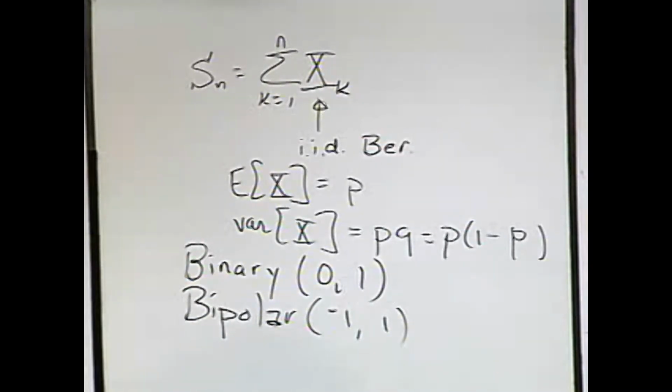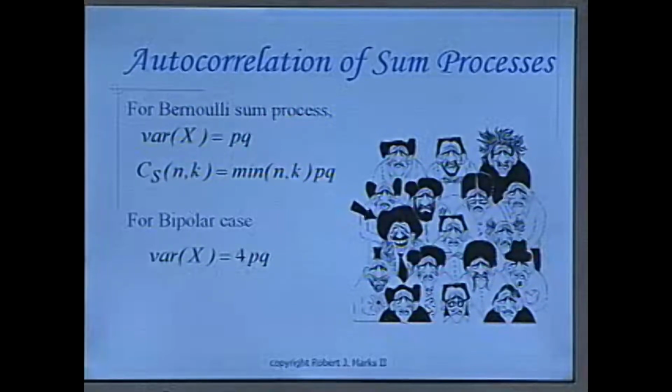So for the bipolar case, the variance of X is equal to 4 times PQ. You can see it's simply a scaling of the original variance. Since the peak-to-peak value has doubled, before it was 0 to 1, now the peak-to-peak value has doubled from minus 1 to 1, so from an interval of 1 to 2 in terms of the peak-to-peak value.